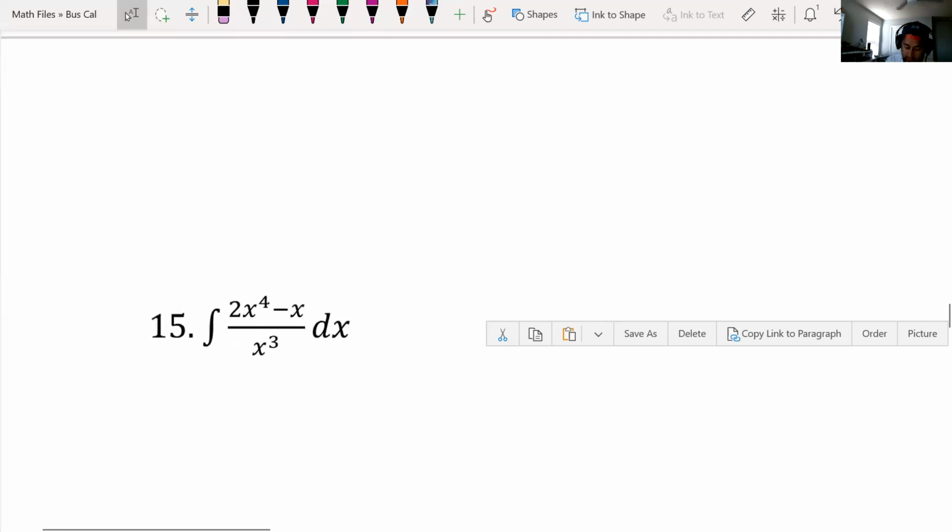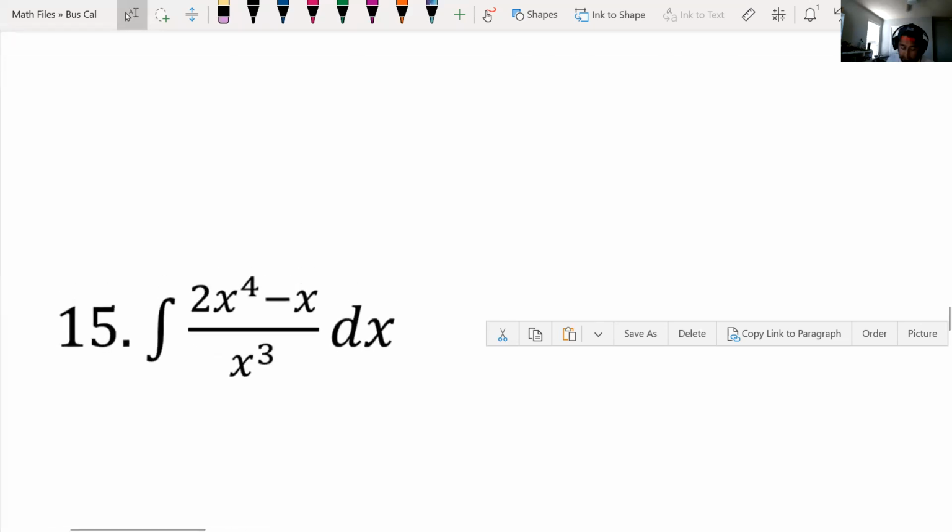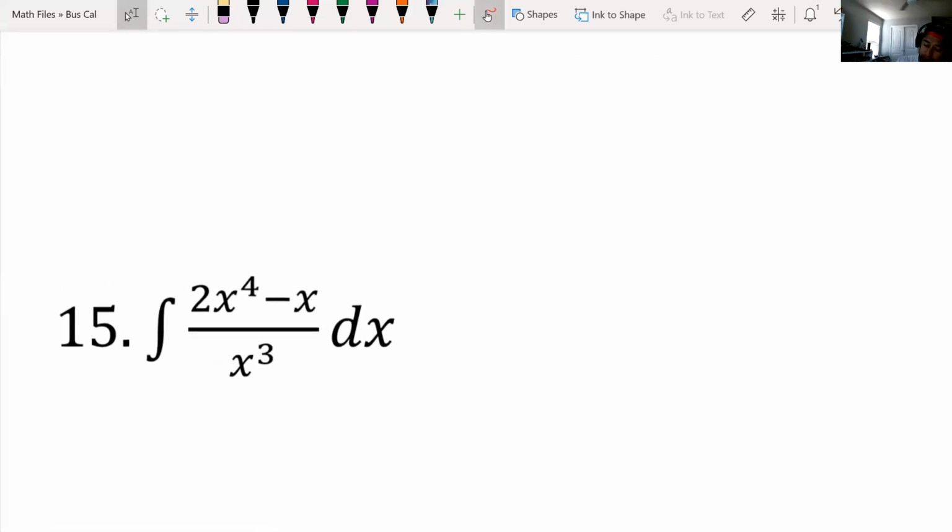All right. Of course, more. So 15, you have the integral of 2x to the 4th minus x over x cubed dx. Again, we don't know how to take the integral in this form, so we have to fix it algebraically. So just like the others, or one of the last ones we worked, there's two terms over the same denominator. This means that we can split it into two fractions.